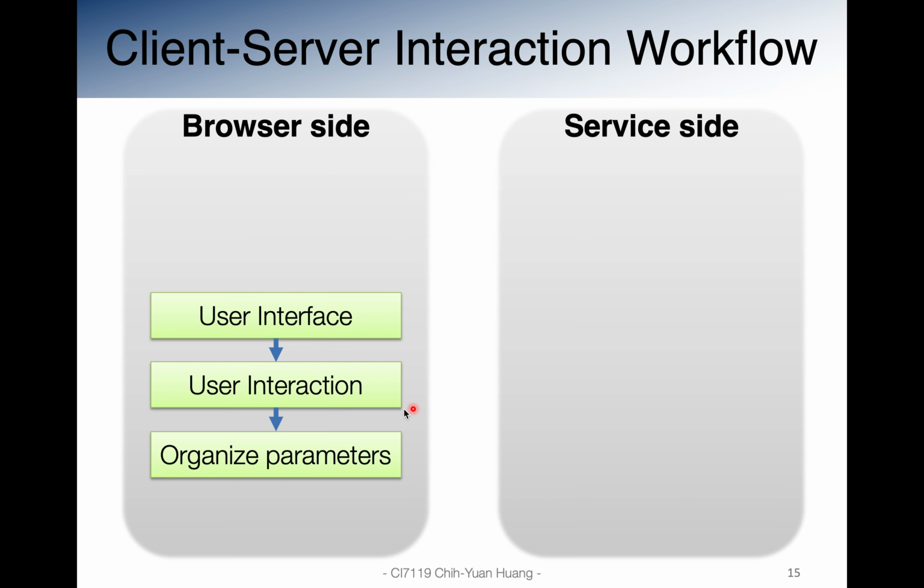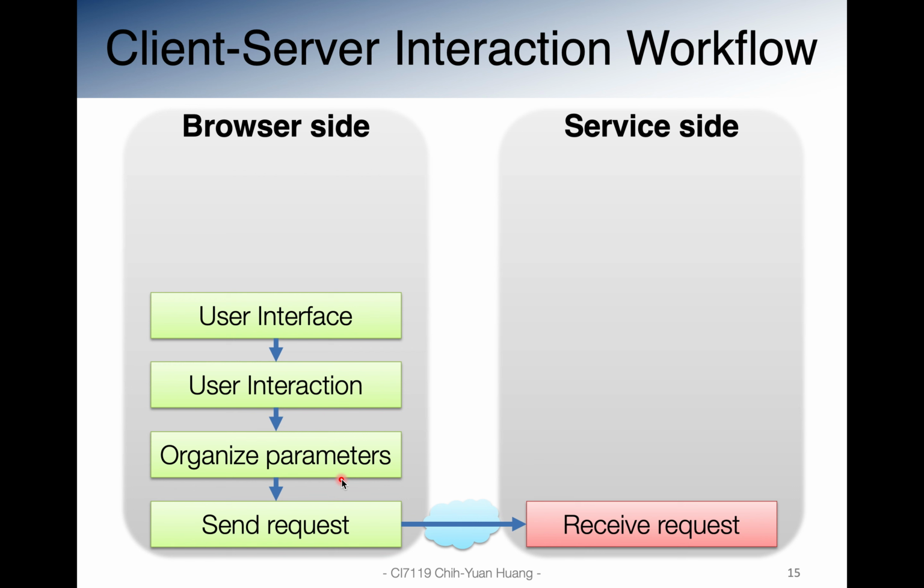In this case, the user interaction may need to specify those criteria. For example, the location, like the Taipei city region, the time, which will be the next 3 days, and also the topic that the user wants to retrieve, for example, the weather forecasting. So that information will be organized into parameters according to the service API. After the browser side organizes those parameters, it will send the HTTP request to the service.